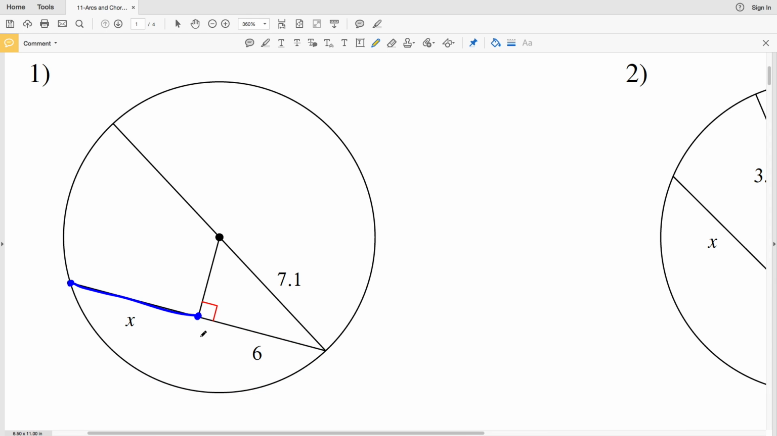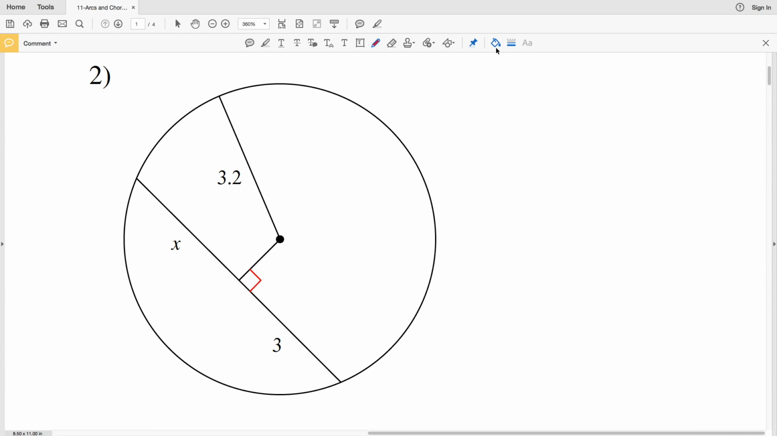Now there's a theorem that says if a radius or a diameter intersects a chord and that intersection is perpendicular, or at 90 degrees, then it bisects that chord. So when a radius or diameter intersects a chord perpendicularly, it will bisect that chord, meaning that chord will be cut in half. So if our value for half the chord is x, and the value for the other half of the chord is 6, that means that x is equal to 6. Since 6 is half of the chord and x is the other half, the total length of the chord would be 12, so x would be 6.